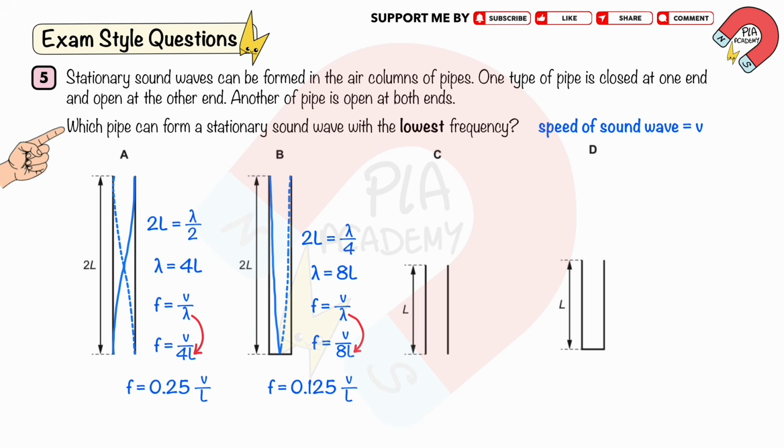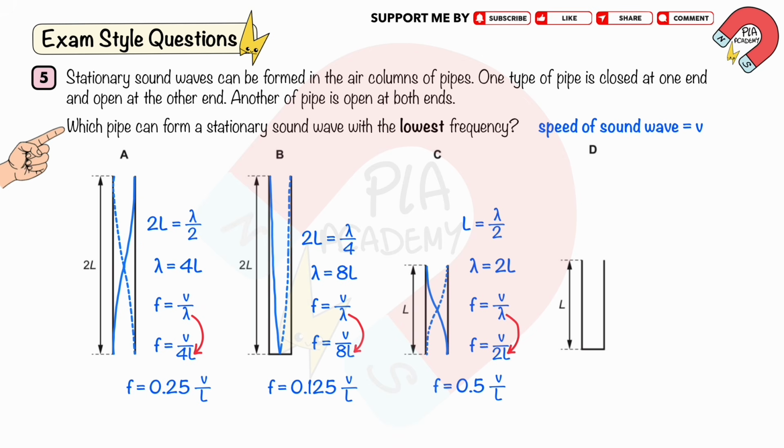Choice C. Consider a pipe open at both ends. The lowest frequency, or fundamental frequency, standing wave has a half wavelength pattern, 1 loop, as shown. 1 loop is equivalent to half a wavelength. So, L equals a half of lambda, and lambda equals 2L. Using the equation, the frequency f equals speed v over wavelength lambda. Substituting lambda equals 2L, f equals 0.5 v over L.